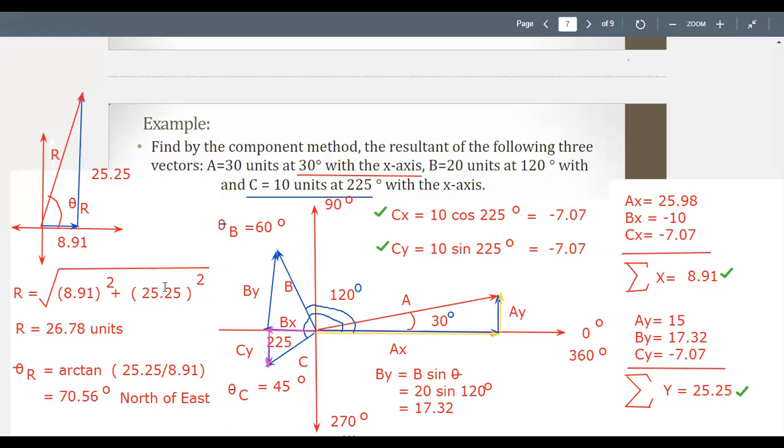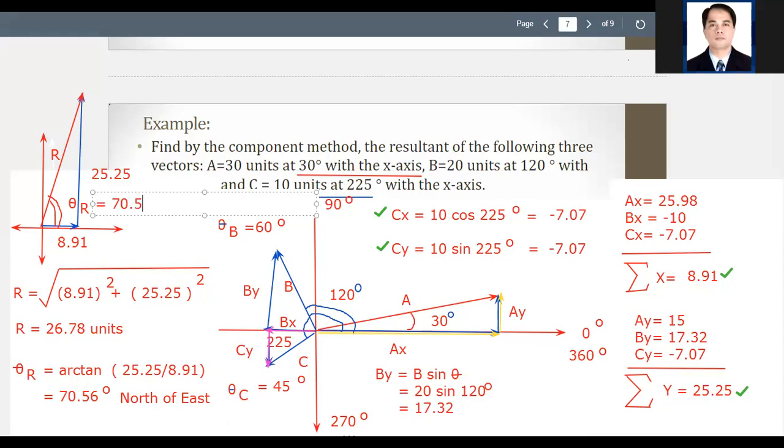So where is that north of east again? We have an angle that is drawn from the x-axis going up, so that's north of east. This is our theta r, equal to 70.56 degrees. Okay, so we have these different angles. I want you to copy this.